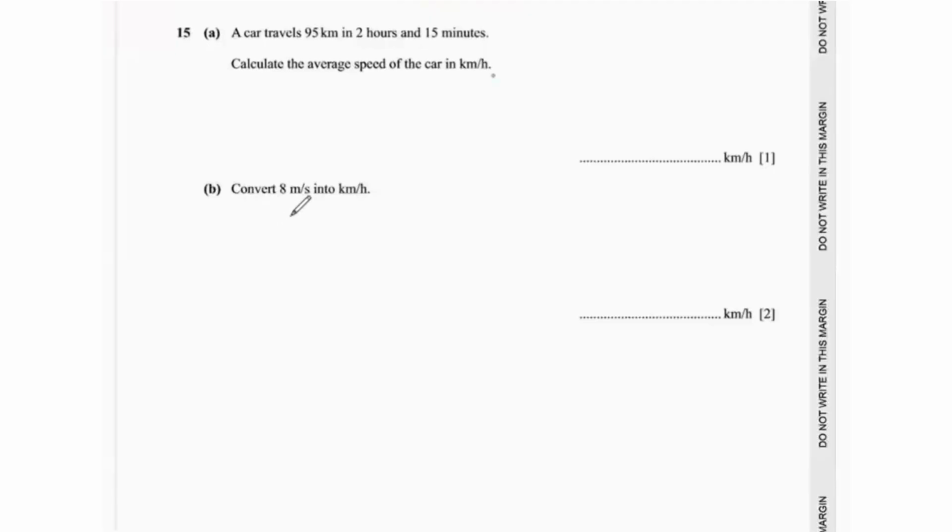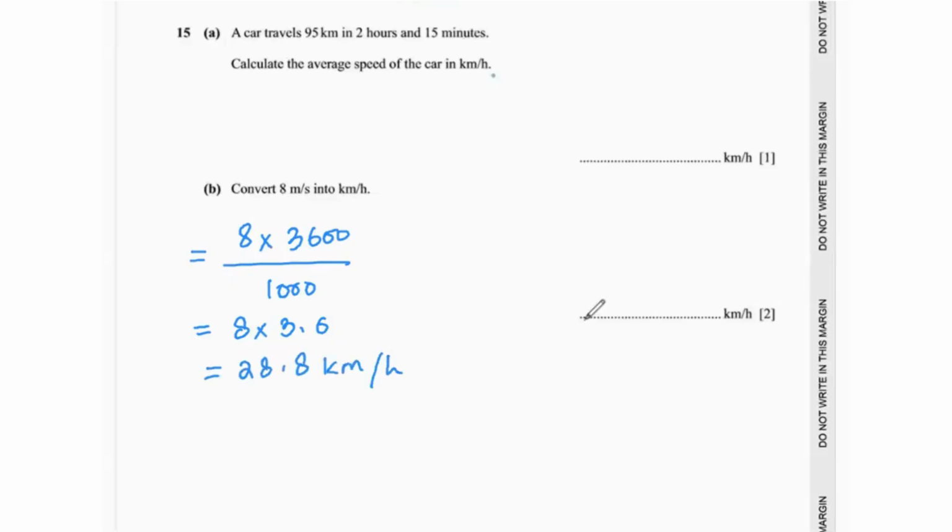Then part B says convert 8 meters per second into kilometers per hour. So we'll do 8 times 3600 divided by 1000. So that's 8 times 3.6, which equals 28.8 kilometers per hour. That's your speed in kilometers per hour.